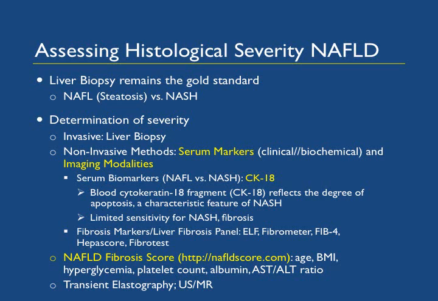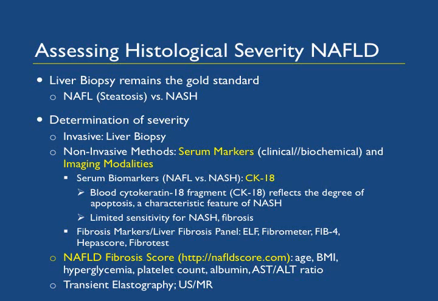To date, liver biopsy still remains the gold standard. It is able to differentiate NAFLD versus NASH and also gives us a good extent of the severity in terms of fibrosis. Yes, there is sampling error, but it still remains the best test to date. There are several non-invasive methods, and you can broadly look at these in two categories: serum markers, which could be clinical and/or biochemical, and imaging modalities.